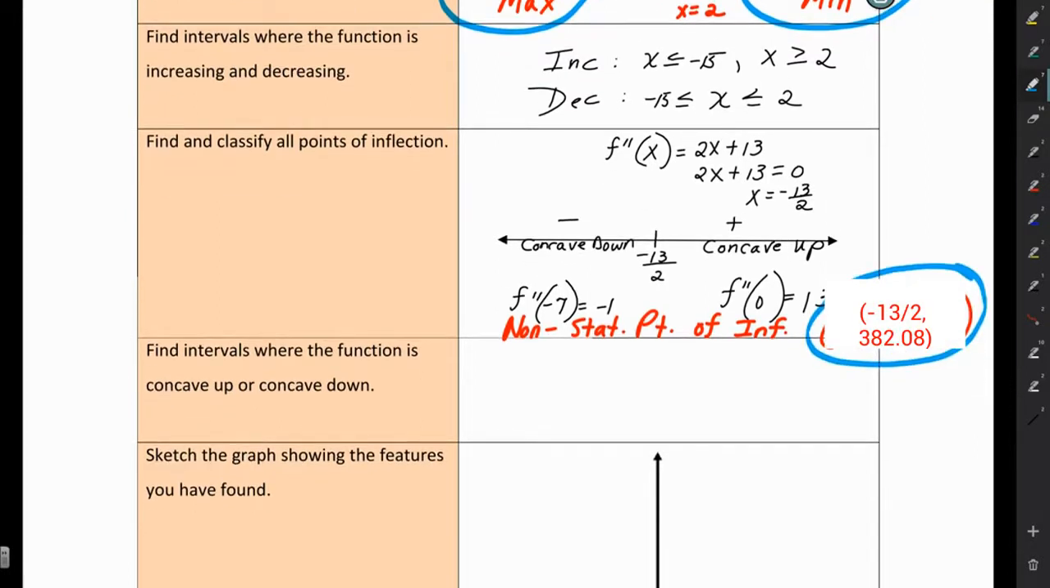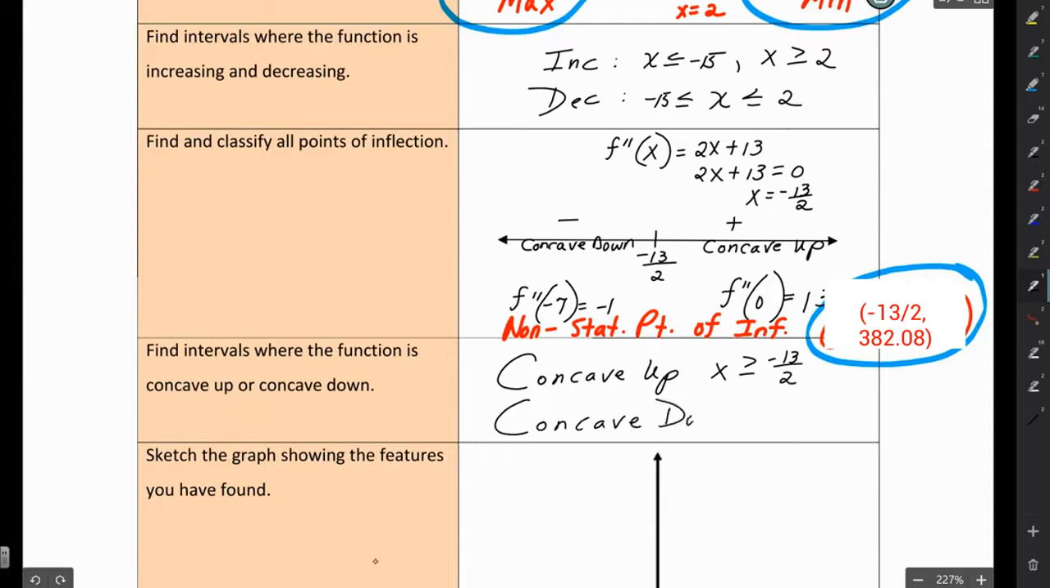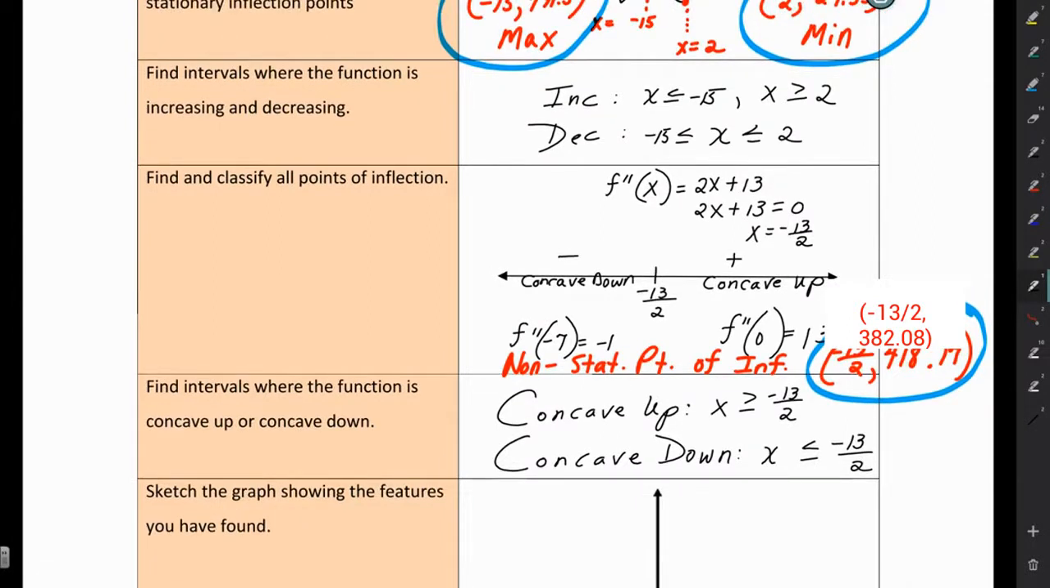Just to note, intervals of concavity here. Concave up, where x is greater than or equal to negative 13 halves, and concave down, x is less than or equal to negative 13 halves. So my key values are going to be happening at x equals 2, x equals negative 15, and x equals negative 13 halves.